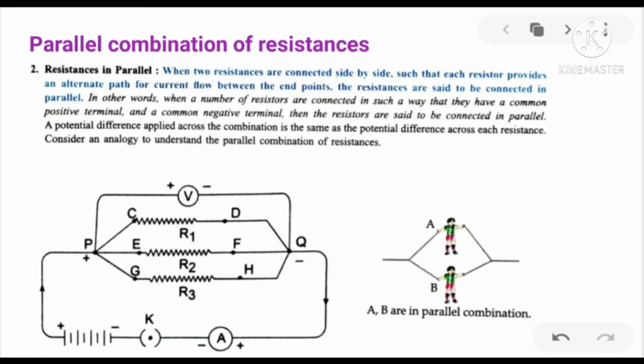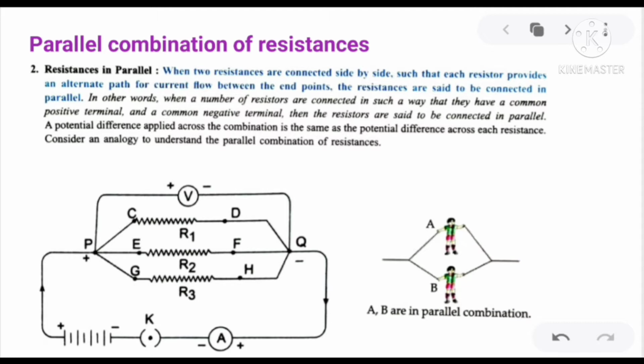The parallel combination of resistances is seen in our domestic electric circuit. So the combination used for domestic purposes is a parallel combination. In another video we will discuss the advantages of a parallel combination over a series combination. Now we will discuss some different concepts of parallel combination.